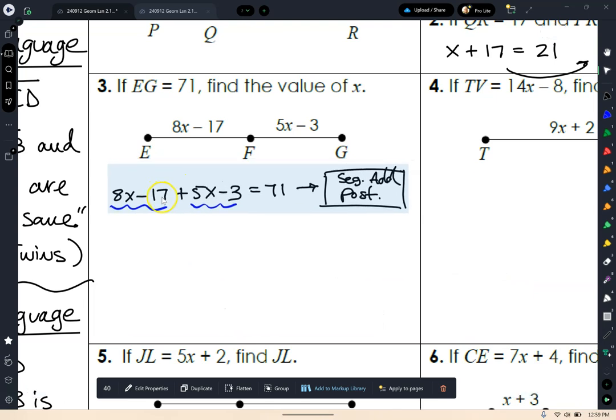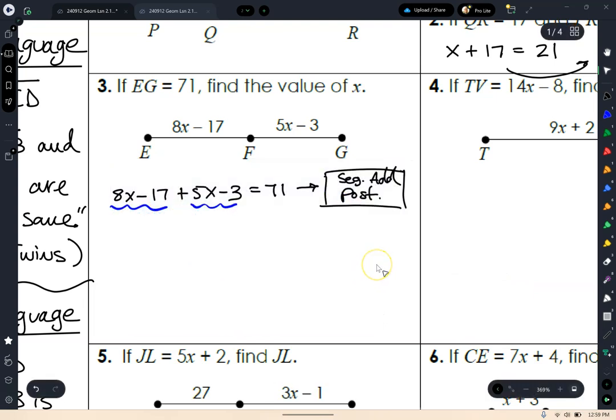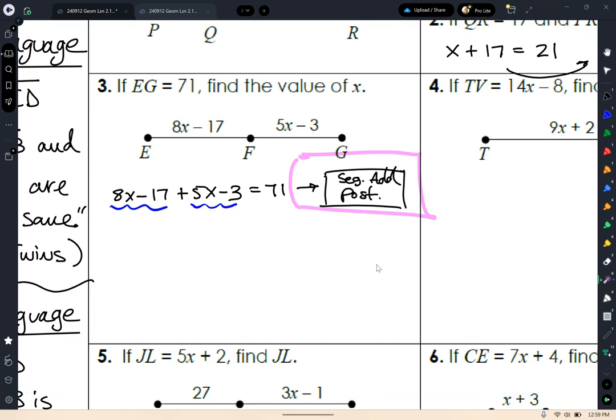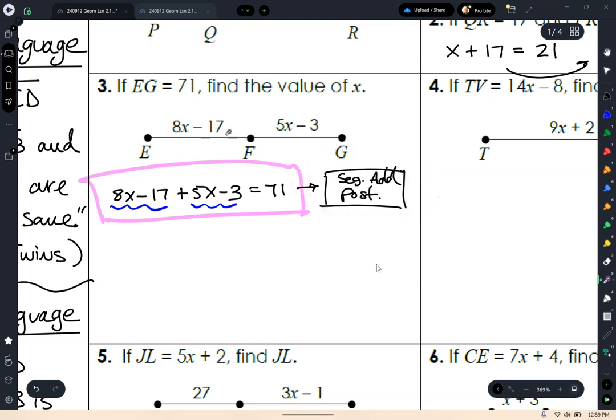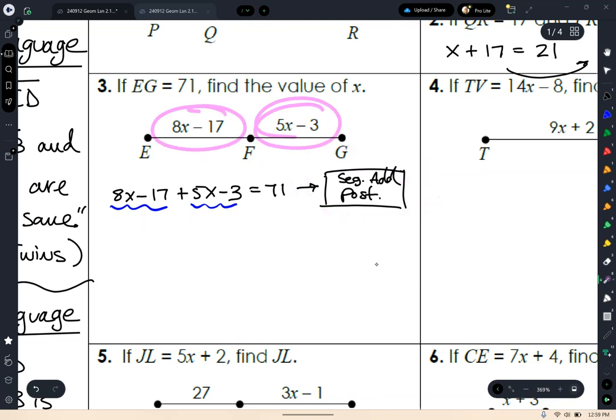All right, let's start with this and see if you got it right. This is what you should have put on your paper. Now, I did not ask you to write this yet, but I'm going to ask you to write it now, okay? Because what you're going to start doing is telling me why you chose to set this problem up where you took this expression and added it to this expression and set it equal to this value here. You did that because you were using the segment addition postulate.